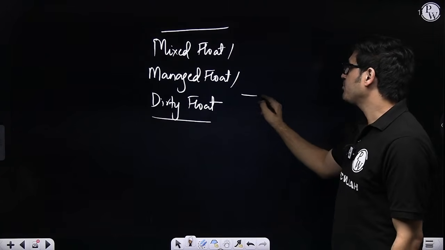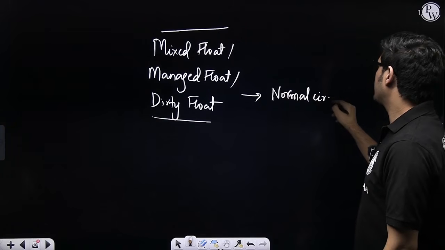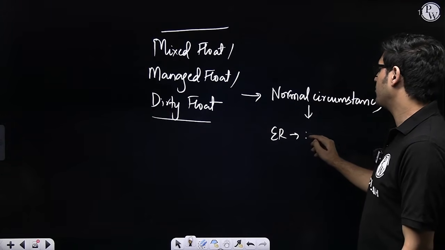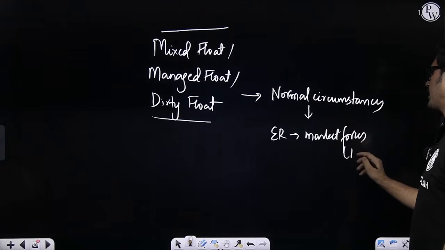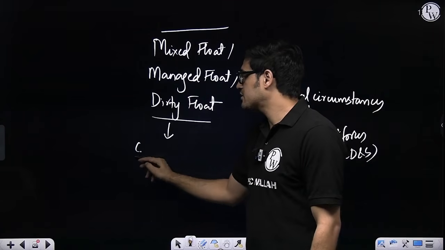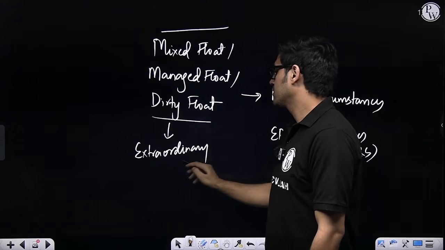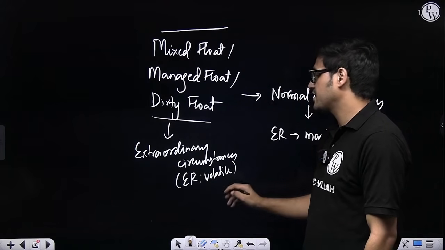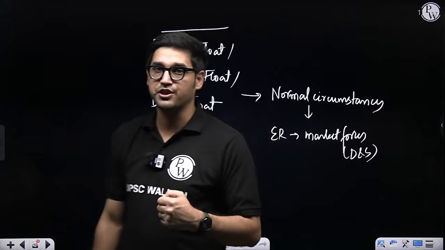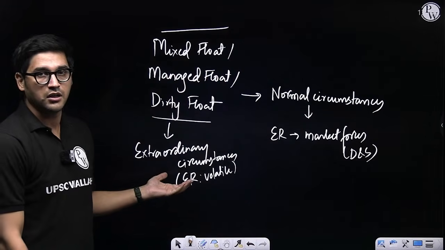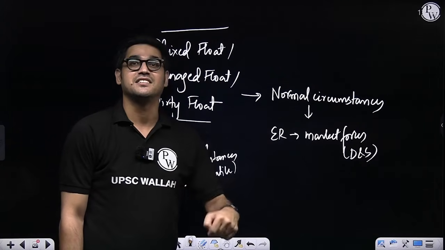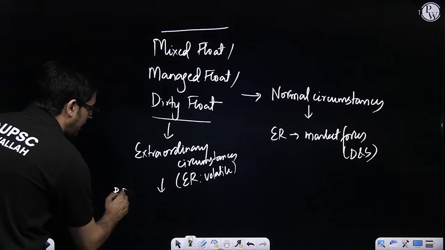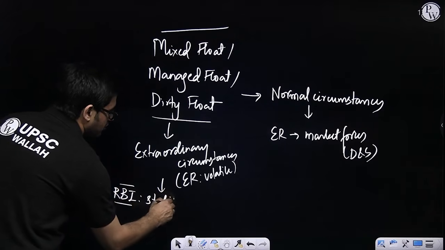What does this mean? It simply means that under normal circumstances, when there is nothing extraordinary happening in the economy, the exchange rate will be determined by the market forces of demand and supply. However, if there are extraordinary circumstances, meaning that if for some reason the exchange rate has become volatile, it is changing ever so frequently, either suddenly or very sharply, in case of a sudden or a heavy depreciation or appreciation of the home currency, then the RBI will intervene and stabilize the exchange rate. Under extraordinary circumstances, RBI will enter and stabilize the exchange rate.